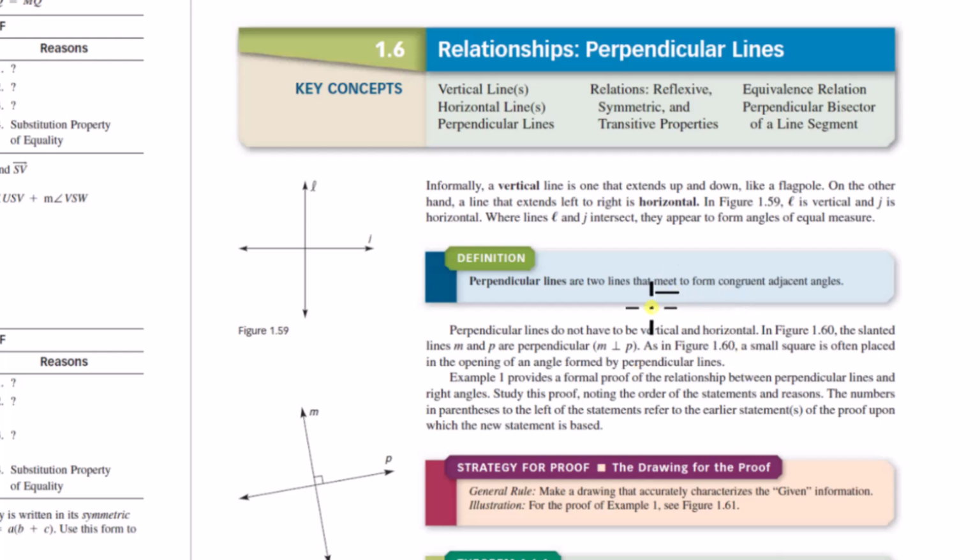So that means they intersect, and they form adjacent angles. Any intersecting lines form adjacent angles, right? That's when we talked about vertical angles. So these two are vertical. When you have two lines that intersect, there are going to be four angles, as long as the lines extend all the way through.